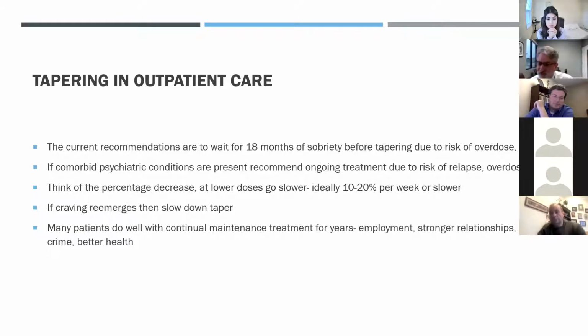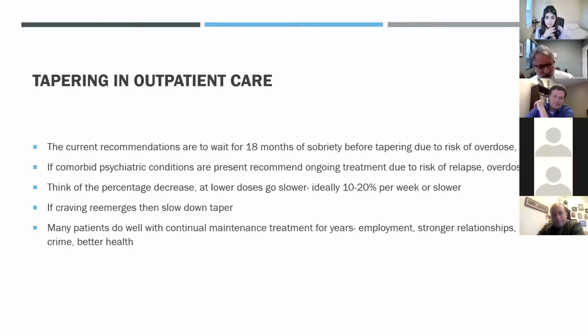And for someone who's been on methadone for a year or more, or Suboxone for a year or more, you're really thinking about tapering them over months, to really prolong the taper so that they're comfortable and they're not going to precipitate withdrawal or urges to use and feel uncomfortable and relapse. If craving reemerges, then you have to slow the taper down.